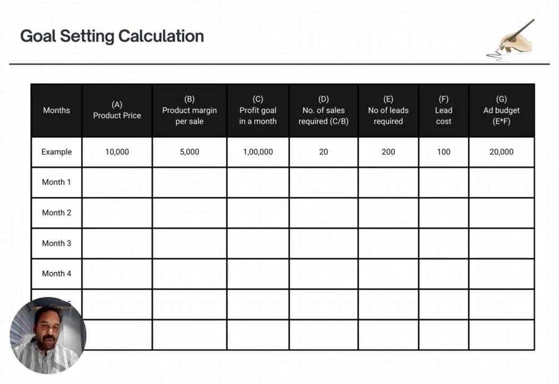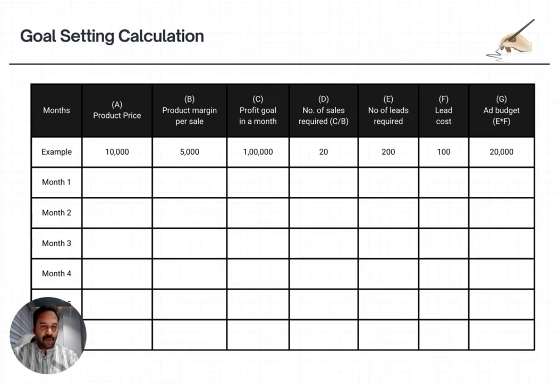Next step is, you need to have a clear calculation for every month. One thing you need to understand: if you do not have a plan, you will execute nothing. Okay, so if you want to execute something, you should have a proper plan. So what is that proper plan? Proper plan is this.